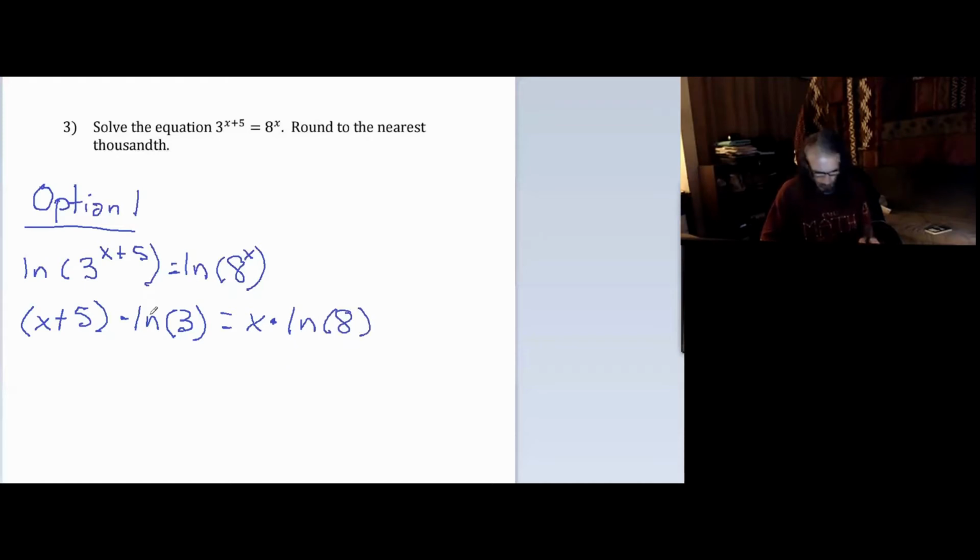Usually what we see being done is distributing that number. Natural log of a number is a number, as long as it's within the domain. So some number that we're just writing as natural log of 3 is going to get distributed to the x plus 5.